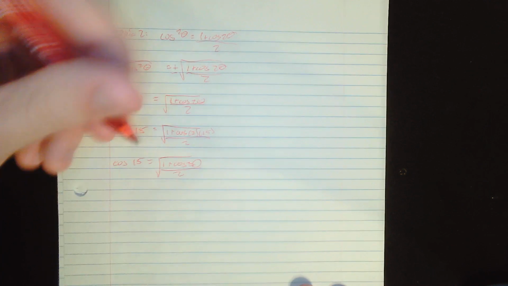Let me give you an example of that. Let's say theta, in this case, is equal to 15. So we would have the cosine of 15 being equal to the square root of 1 plus the cosine of 2 times 15, because it's 2 theta, over 2. So you get that the cosine of 15 is equal to the square root of 1 plus the cosine of 30 over 2.